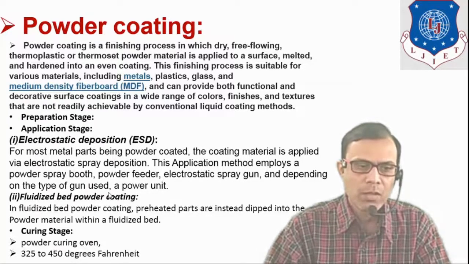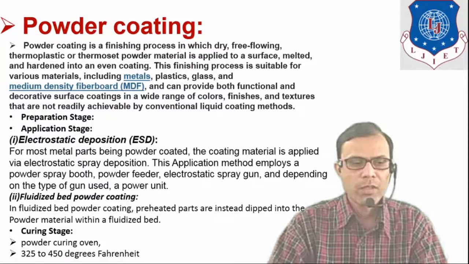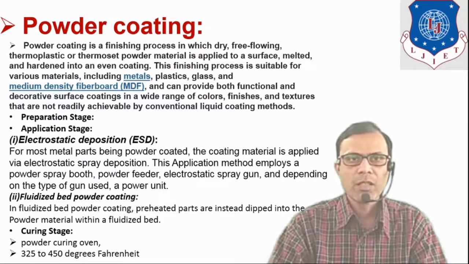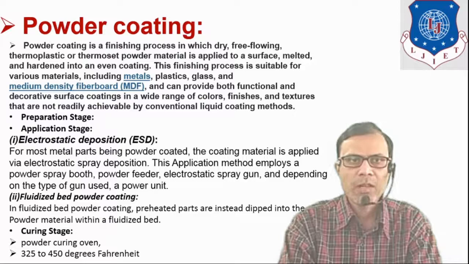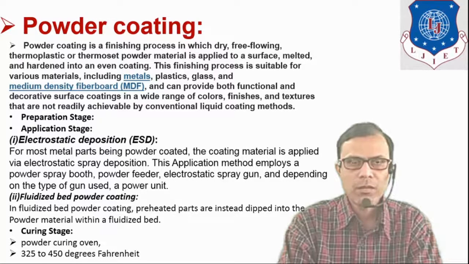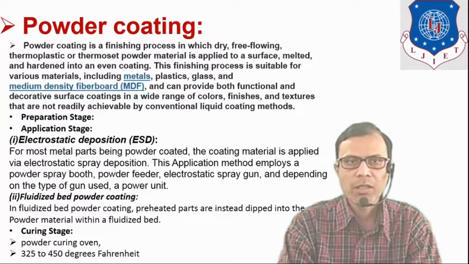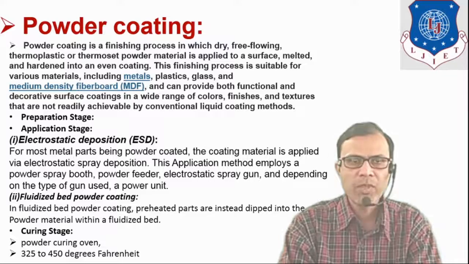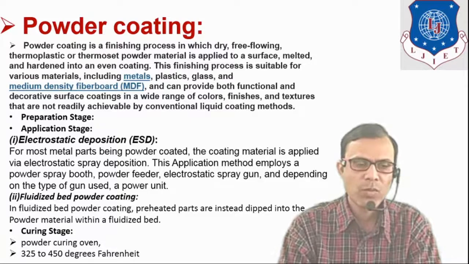Next type of this powder coating is a fluidized bed powder coating process, and in this type of process, first the parts are heated up to certain temperature. So it is a preheating stage, and after that they are dipped inside the powder bed. So it is known as the fluidized bed powder coating. So these are the two methods for powder coating.